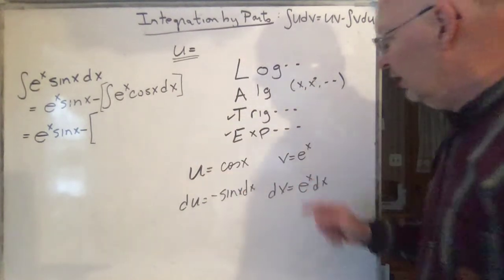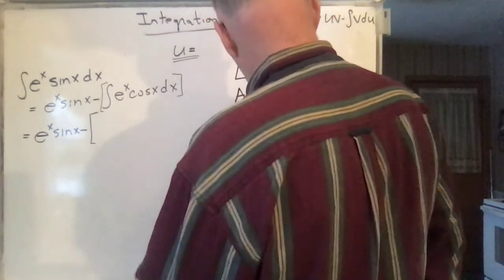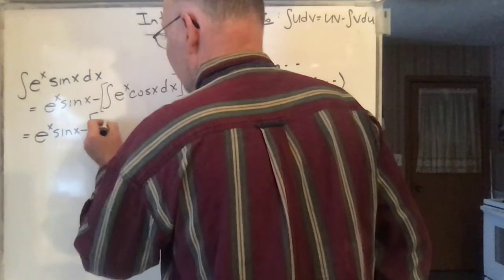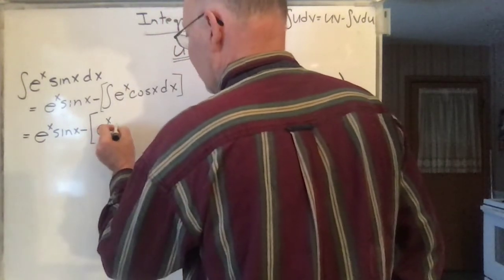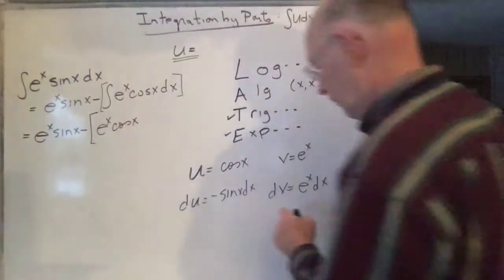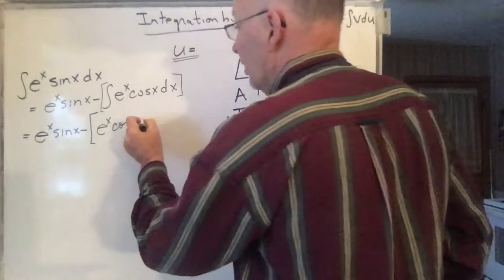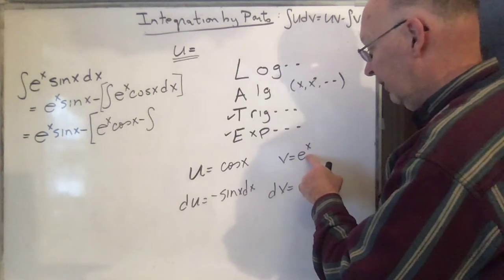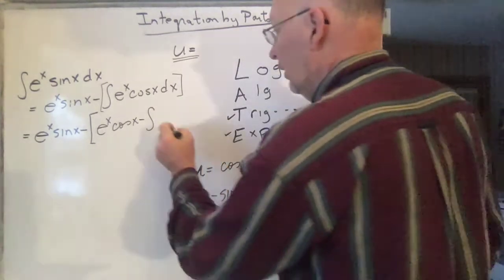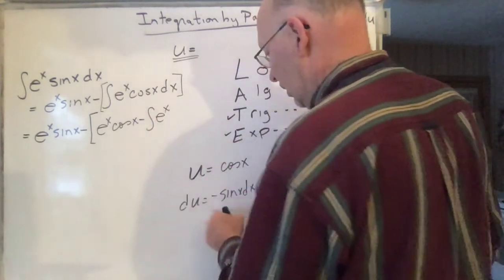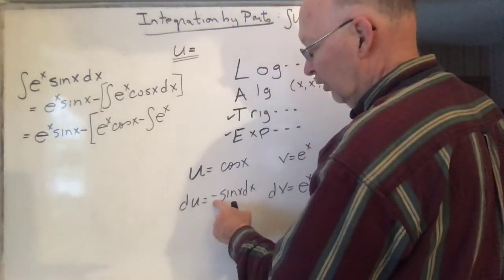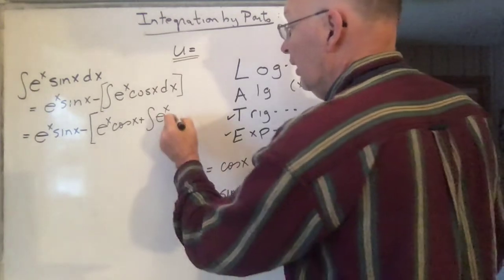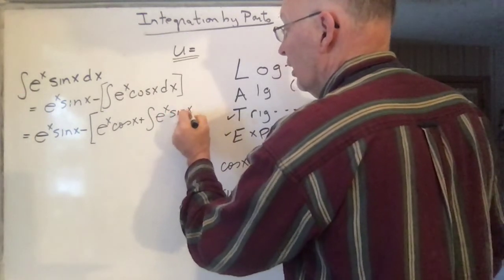It's uv, which is e to the x cosine of x. I'll write them in that order. Minus the integral of v du. So here's my v, here's my du. It's going to be e to the x. Here's my du. Notice I have a negative there, so I'm going to bring that negative out front and cancel it with that one. Sine of x dx.